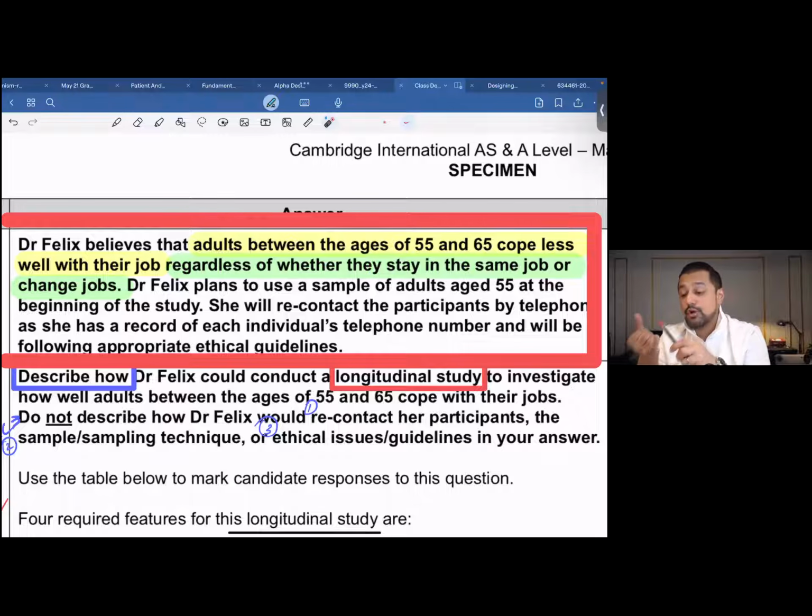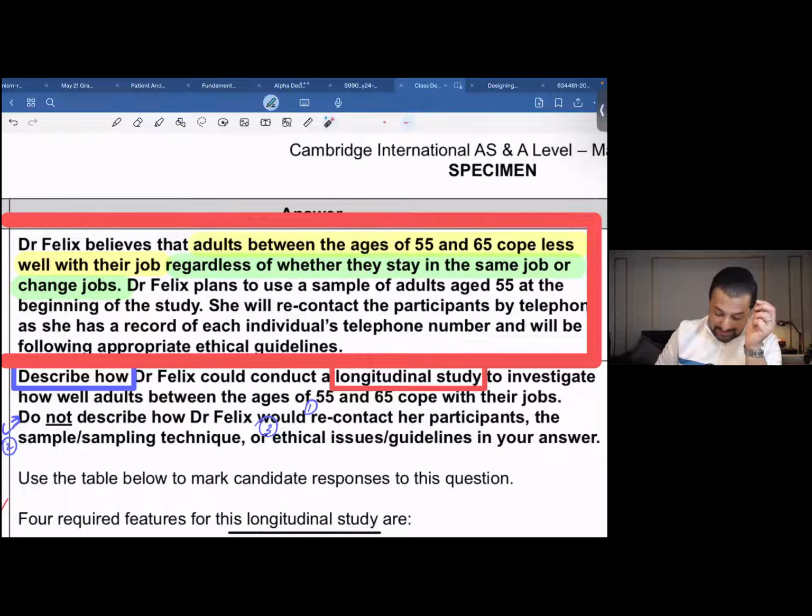So, one, we spoke about what Dr. Felix believed in. Number two, we spoke about what she planned on doing. Number three, we spoke about the sample that she plans on collecting data from. Number four, we spoke about how she planned on contacting those participants and how it was possible because she had record of their telephone numbers. Number five, we are being told by the examiner that Dr. Felix plans on using appropriate ethical guidelines.